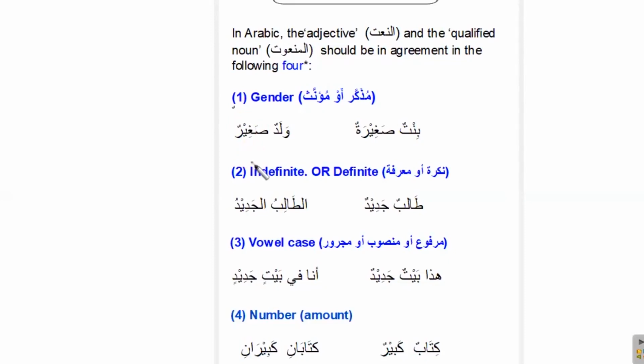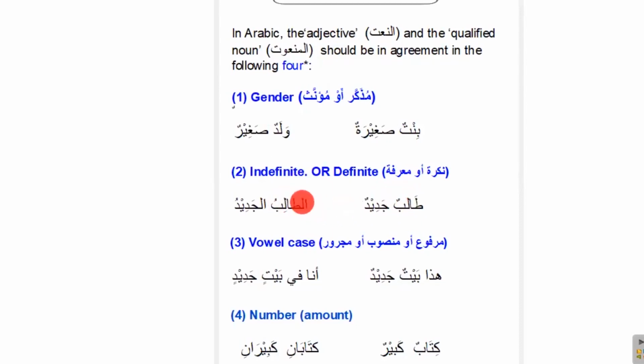Okay. So we have here indefinite or definite: nakira or ma'rifa. I think we have seen this a bit. Talibun jadidun. If you see talibun, what does it mean? A student, right? The tanwin signifies the indefinite article.